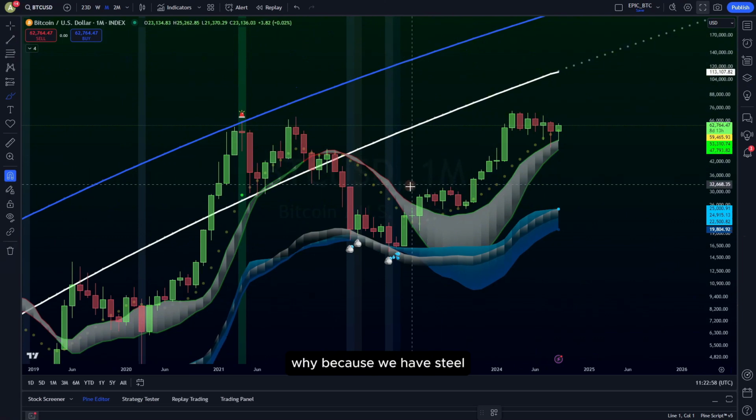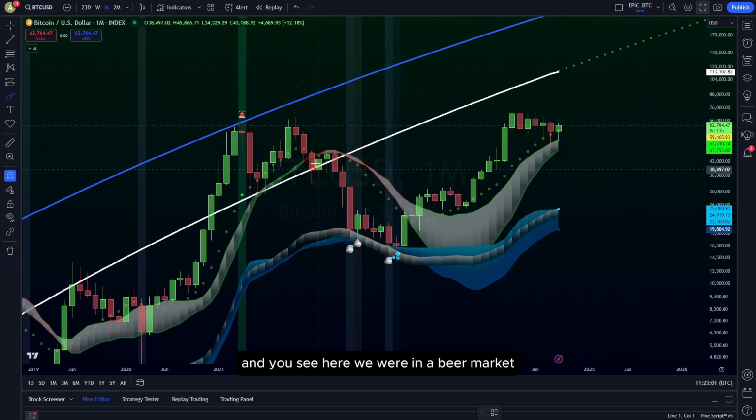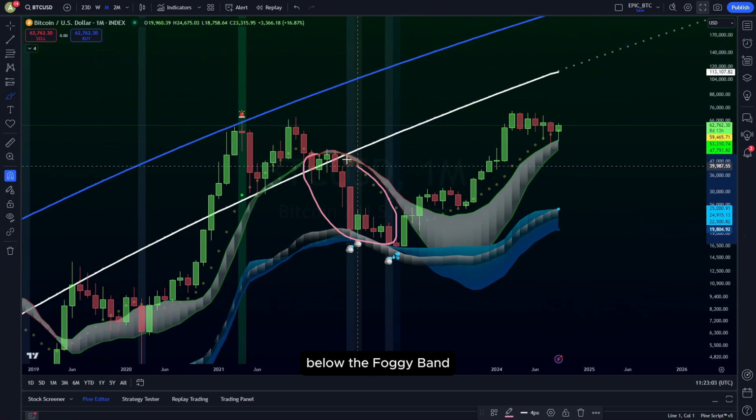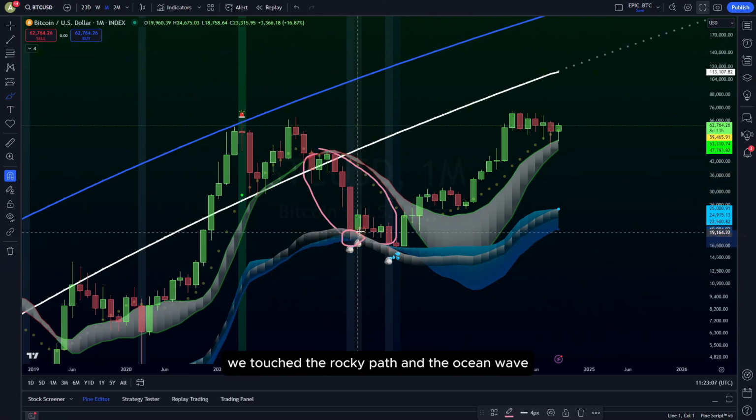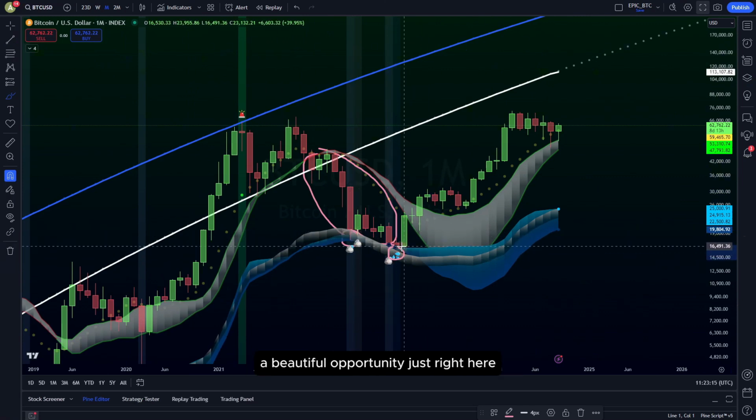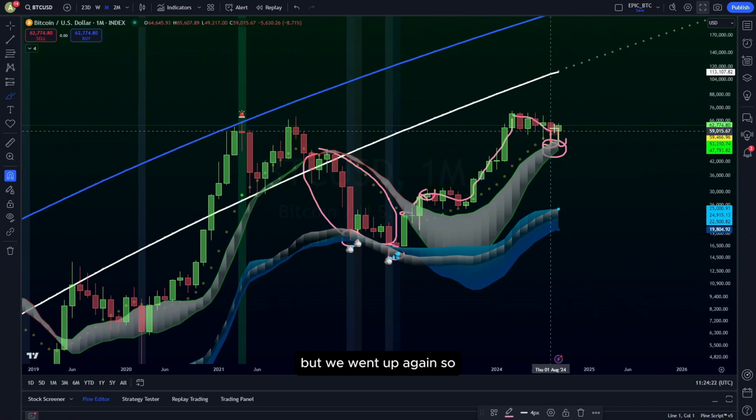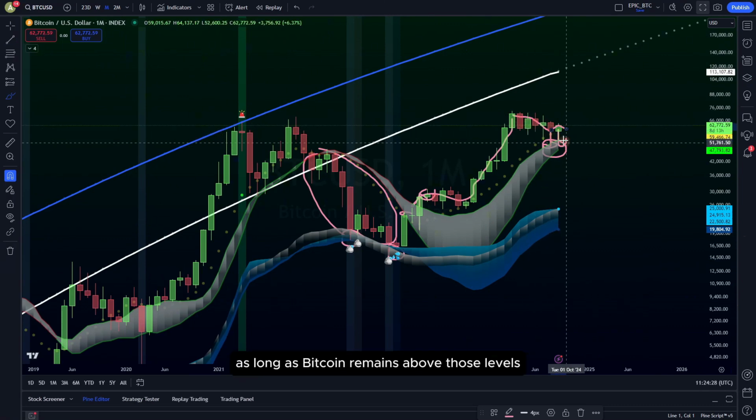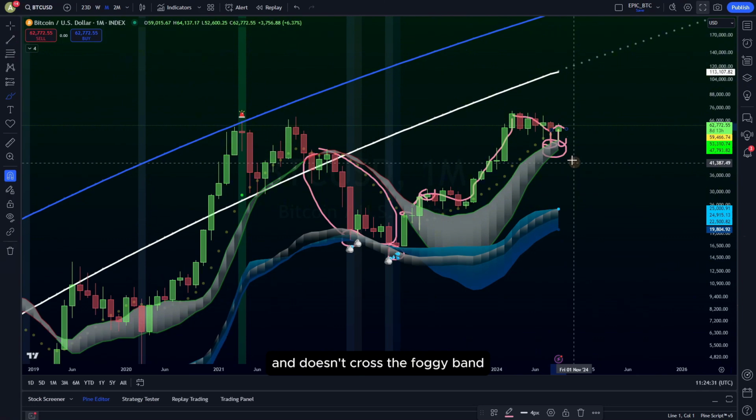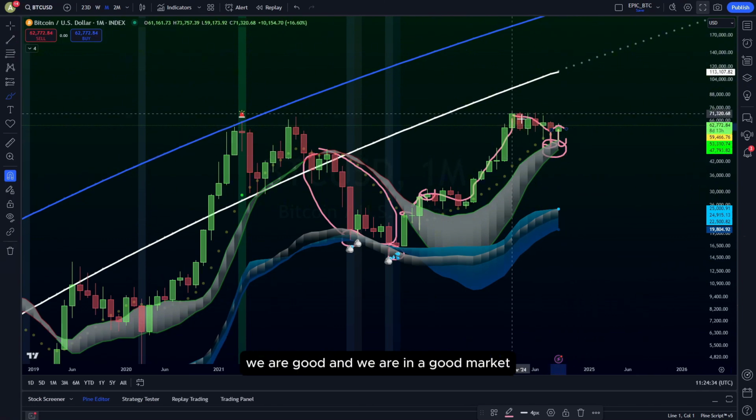Why? Because we have still the foggy band, and you see here we were in a bear market below the foggy band. We touched the rocky path and the ocean wave. It was a beautiful opportunity to buy Bitcoin. And there, it was again a beautiful opportunity just right here, but we went up again. So as long as Bitcoin remains above those levels and doesn't cross the foggy band, we are good and we are in a bull market.